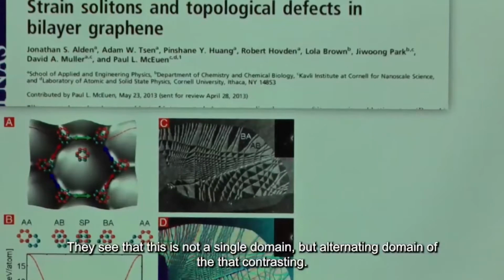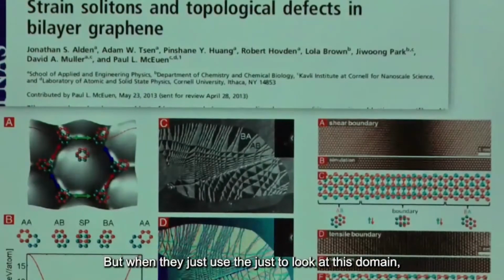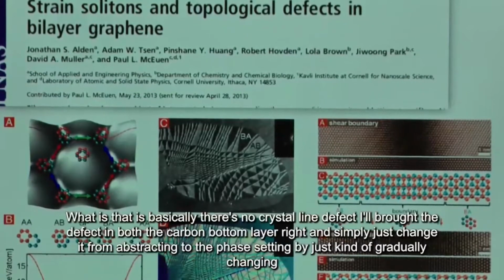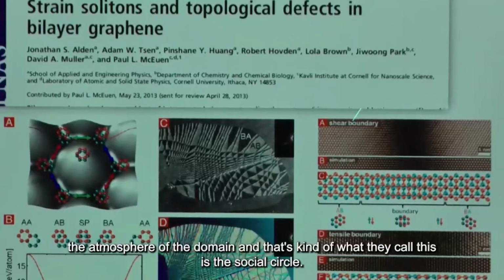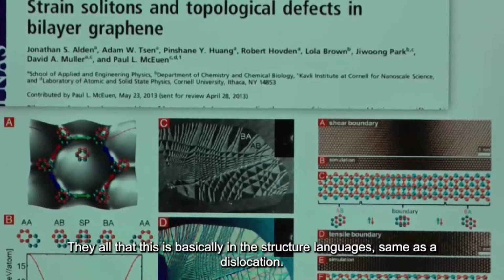And when they just use a different technique, which I'm going to show in a moment, just to look at these domain structures, there is a nice domain between them. It consists of high resolution TEM images, slippage of these two atomic layers from AB to BA. What it says is basically there's no crystalline defects, no abrupt defect in both the top and bottom layer, right? And simply you just change from AB stacking to BA stacking by gradually changing the atomic spacing around this domain. And that's what they call the structure soliton.